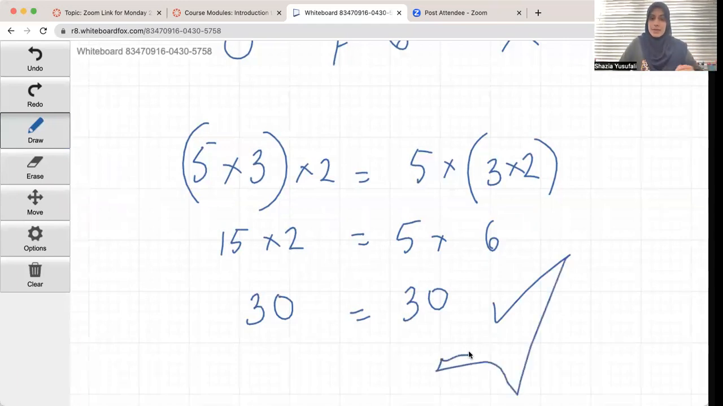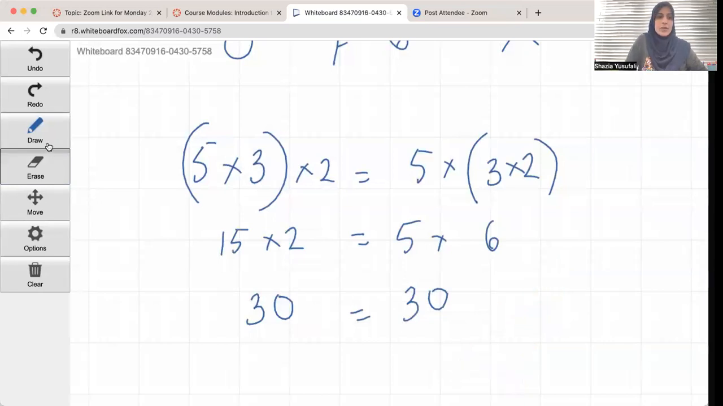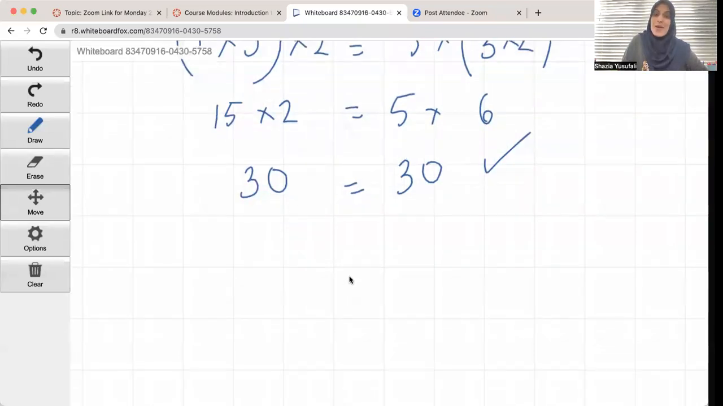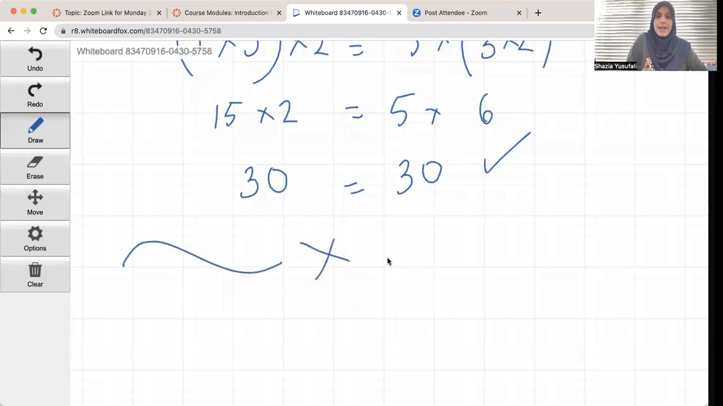So for multiplication, oh my goodness, there you go. That was a weird one. I don't want to go all squiggly on you right now. There you go, that's better.